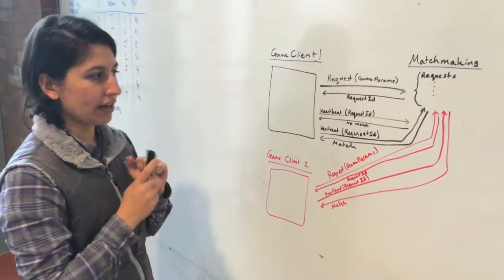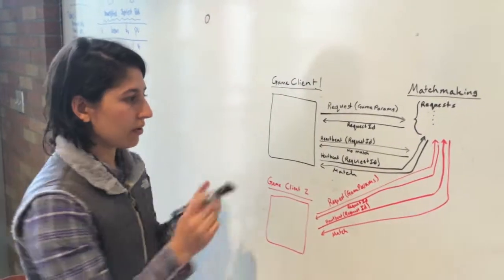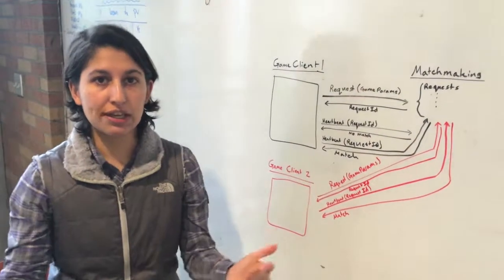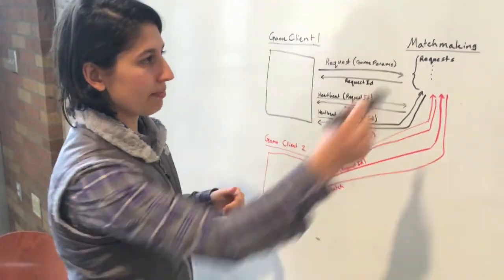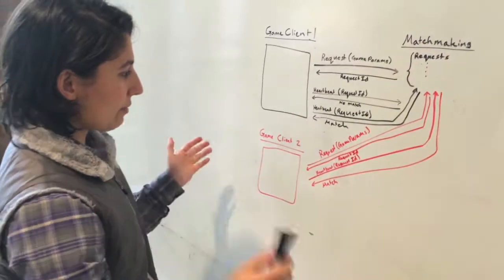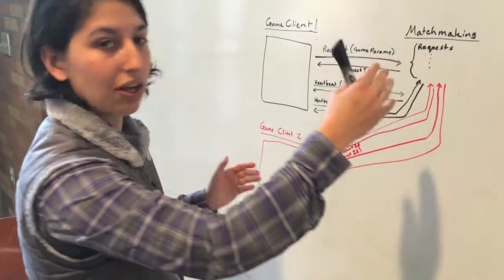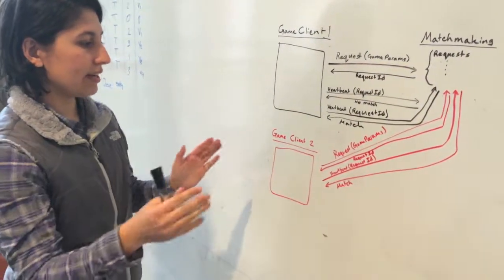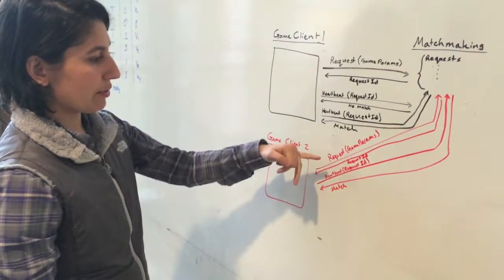The game client then goes into a process where every so many seconds it will send a heartbeat to the matchmaker saying, okay, are you still there? Have you found my match yet? If there's no match, the matchmaker will send back, no match, but I'm still here. Meanwhile, a second client will come and put his request, and he'll also get a request ID back.